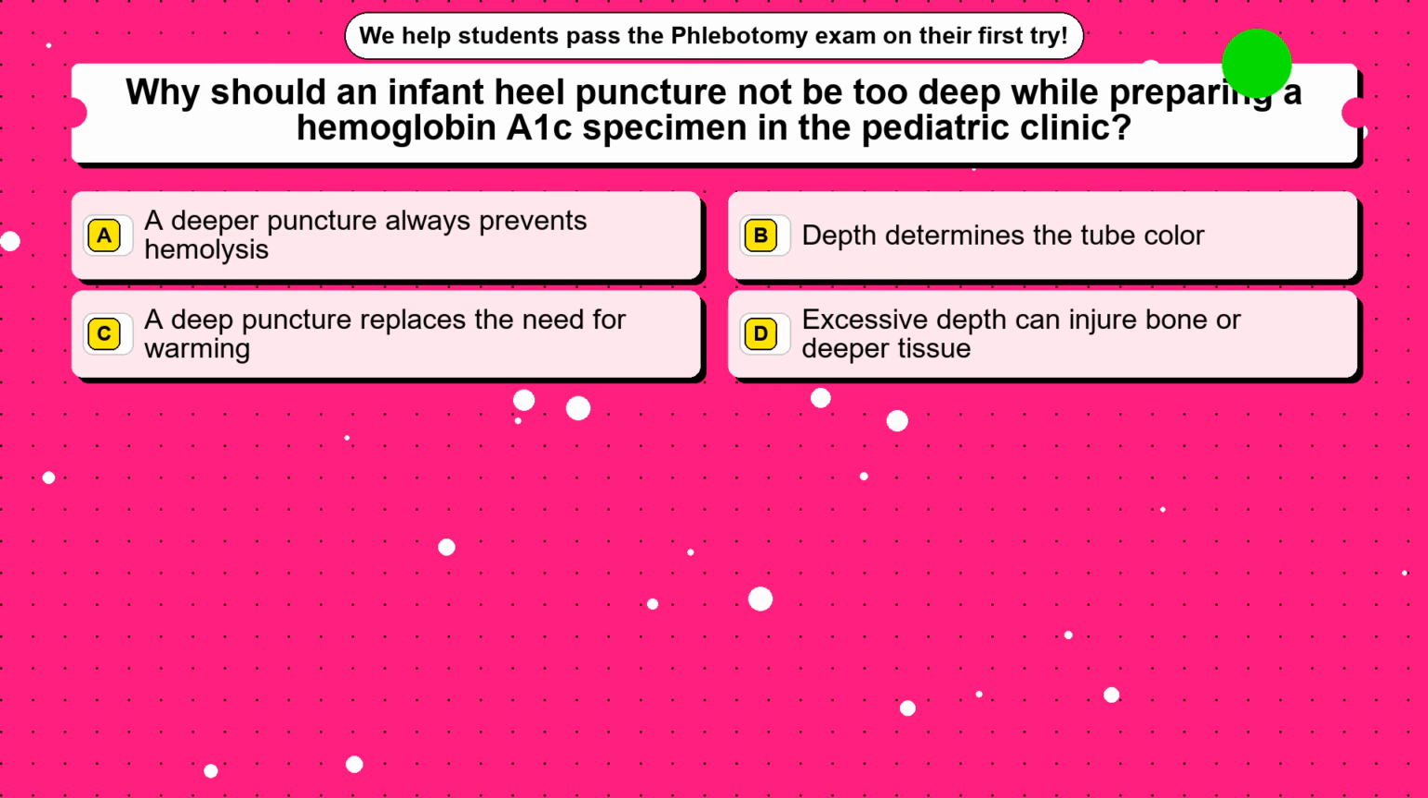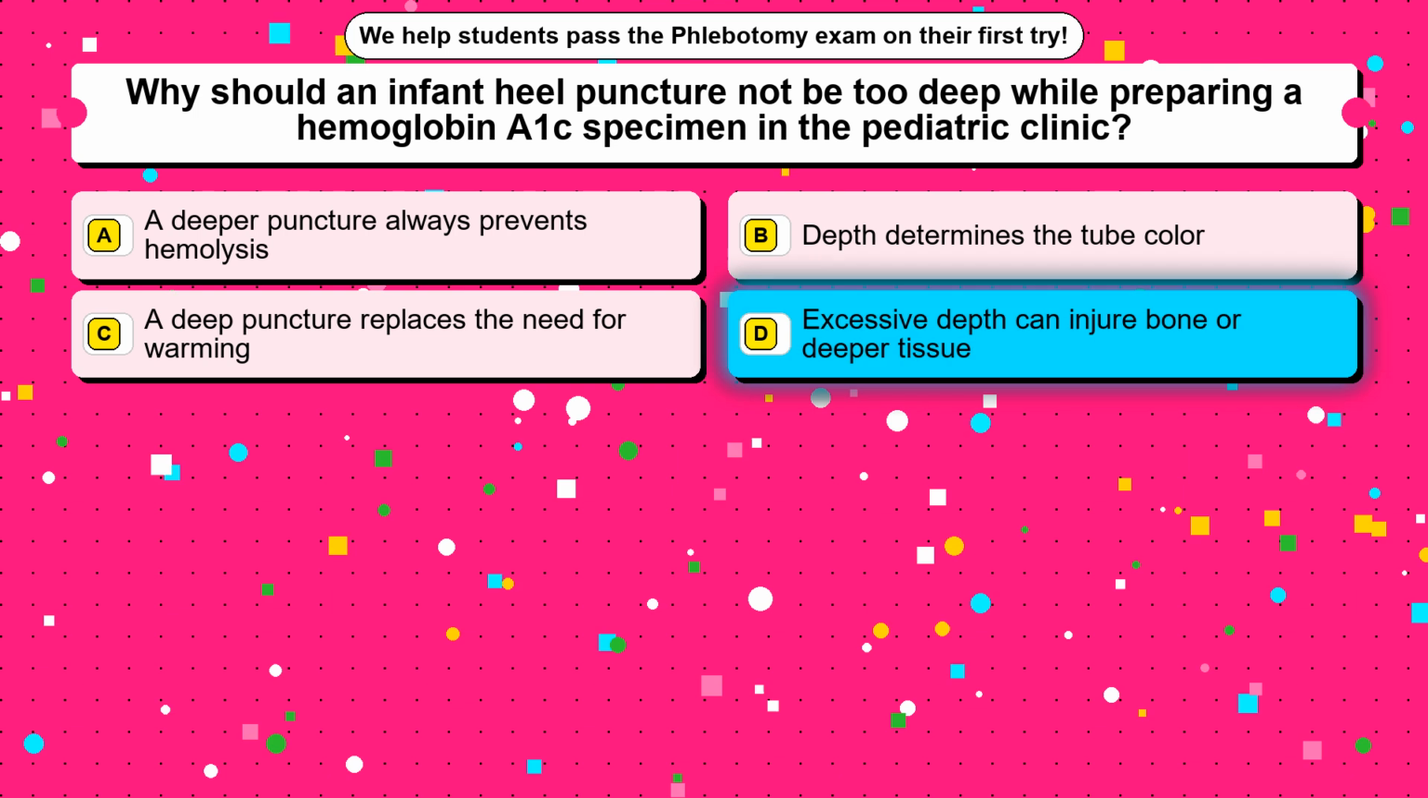Question 55. Why should an infant heel puncture not be too deep while preparing a hemoglobin A1C specimen in the pediatric clinic? Option A. A deeper puncture always prevents hemolysis. Option B. Depth determines the tube color. Option C. A deep puncture replaces the need for warming. Option D. Excessive depth can injure bone or deeper tissue.